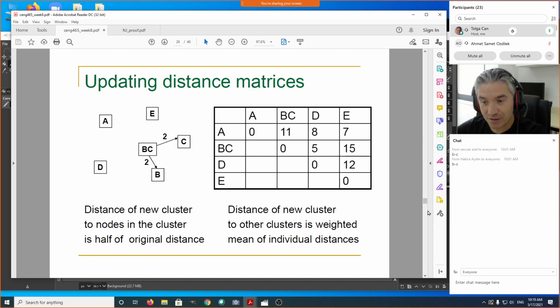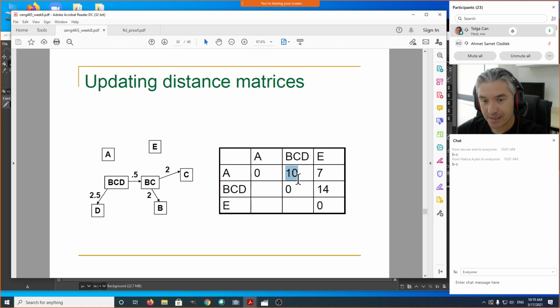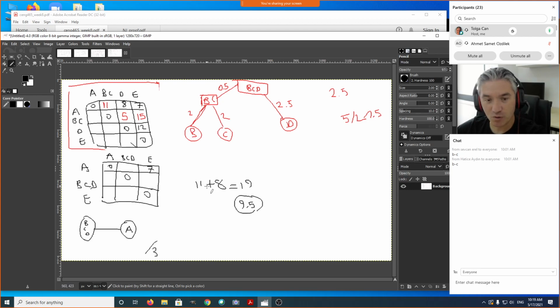They thought that the only way to explain this 10 in this matrix was that 9.5 was rounded to 10, which is not correct. Okay, this is false, because this approach is not correct. We don't just average the two values we had in the previous matrix.